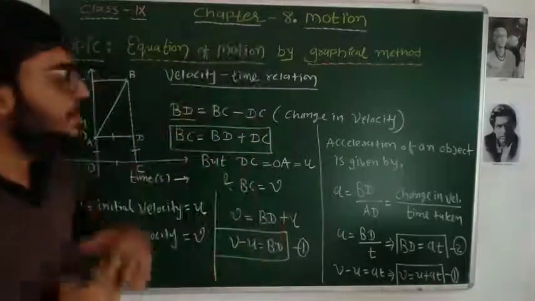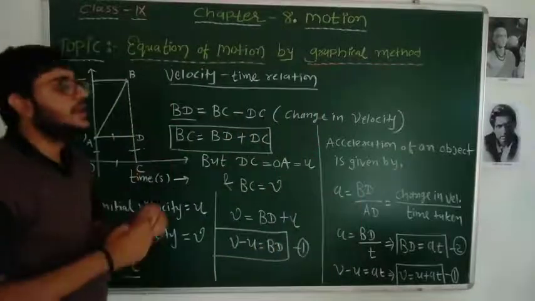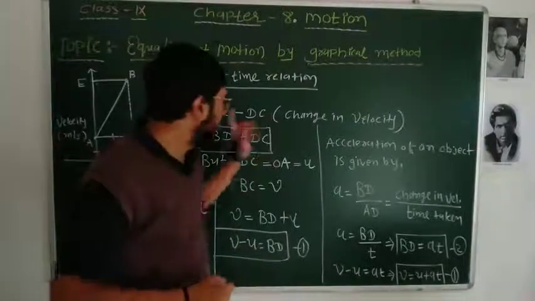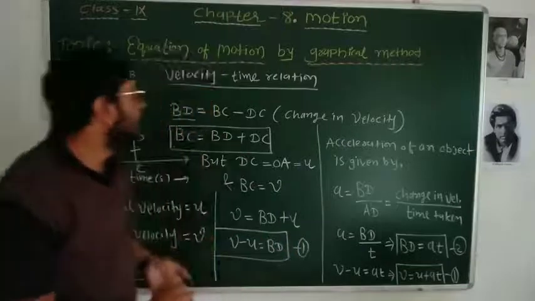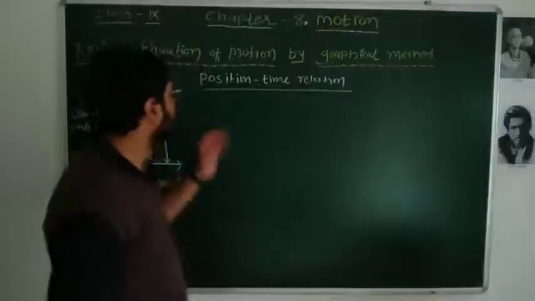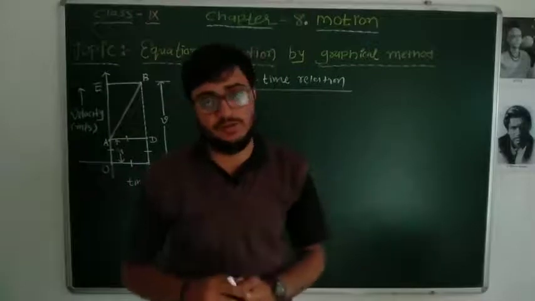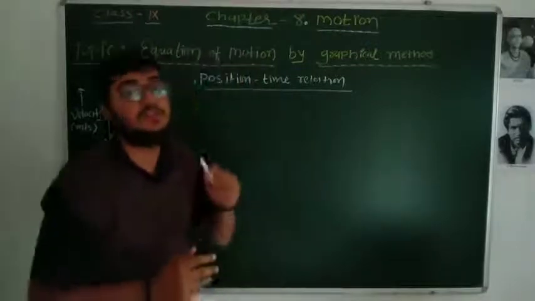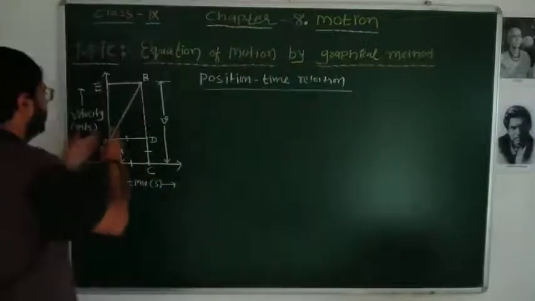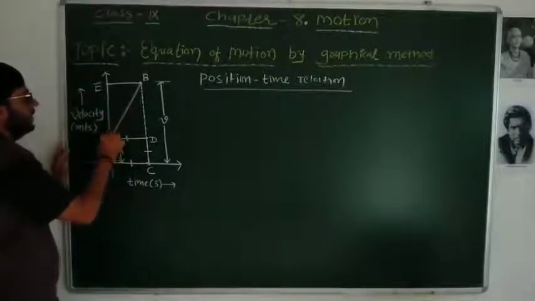Okay, now we see another equation of motion, that is the position and time relation. So first you write these things, then we will see another position time relation. In the position time relation, let us consider the distance covered by an object, that is s, in time t with uniform acceleration. We can define the distance covered by an object from this graph, the area under the curve AB.